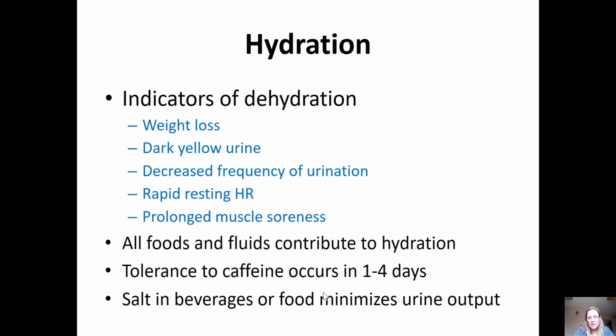Hydration is another key component that your chapter talks about in your book. A great way to tell if you're dehydrated are these key things. Unexplained weight loss, we're dehydrated, we weigh less on the scale. I mean, the body's 60 to 70% water, so if we're dehydrated, of course, the number is going to go down on the scale. Urine is dark yellow, right? Your urine should be clear and it doesn't smell. That's a great way to tell if you're hydrated. Decrease in the frequency of urination, right? Or your resting heart rate is rapid, or you have muscle soreness that just doesn't go away. Those are key indicators that we might be dehydrated.